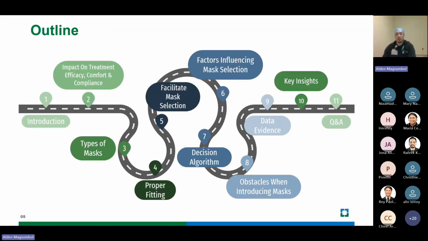Here's a quick look at our session today. We'll be navigating through key topics from an introduction to nasal mask selection, right through to practical insights and a Q&A at the end, depending on how fast we go and if we have the time. Feel free to glance over, and I'll guide us through each section as we move on.